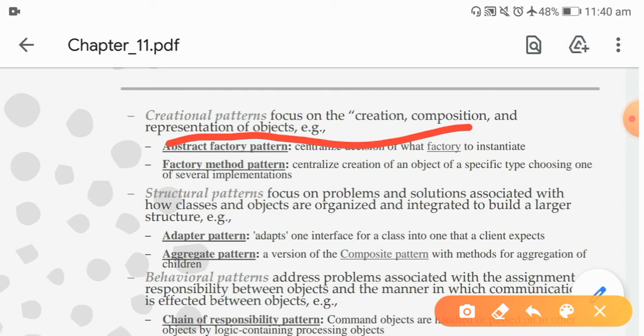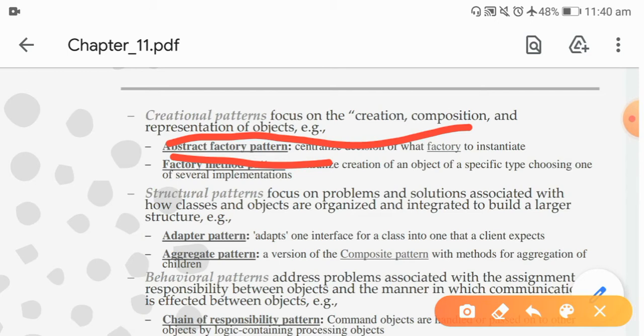So it is an abstract factory pattern, or we can say it is a centralized decision of what factory to instantiate, or the factory method pattern, centralized creation of an object of a specific type, choosing one of several implementations. So you are going to take several implementations by specifying your object and the creation.